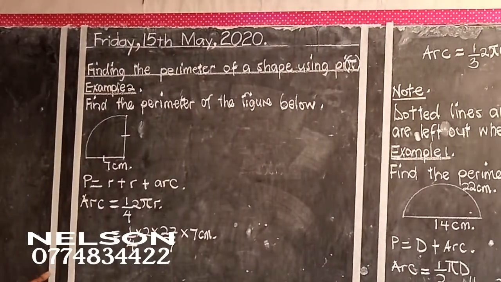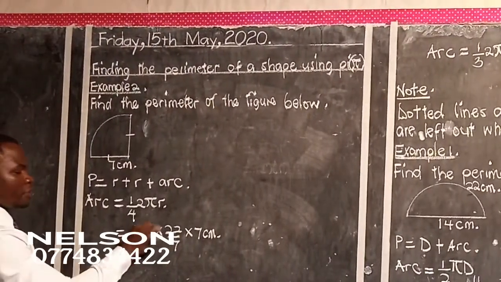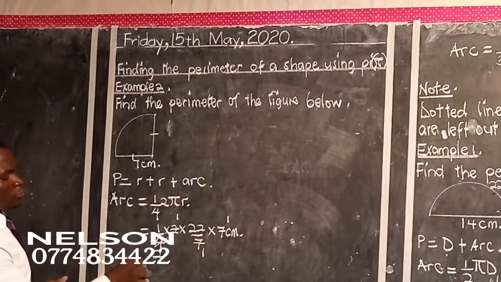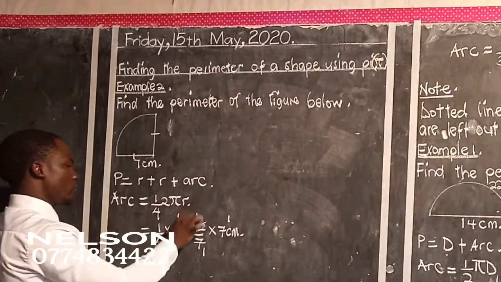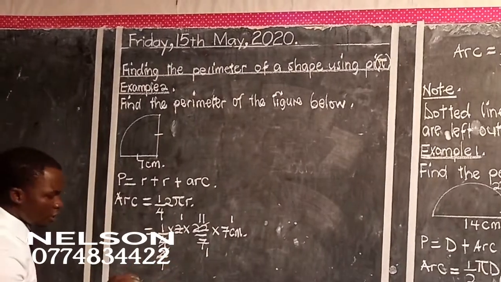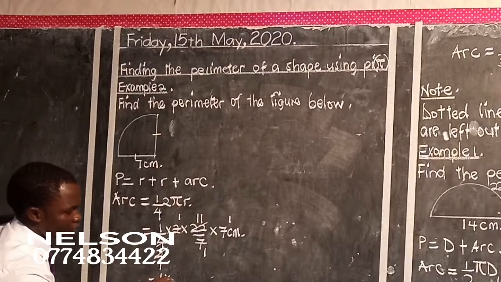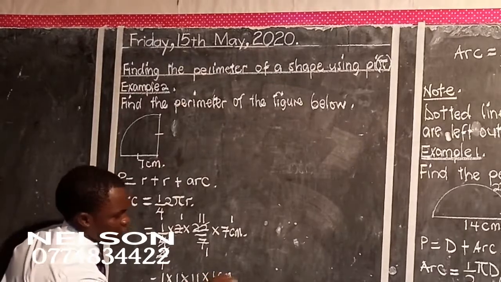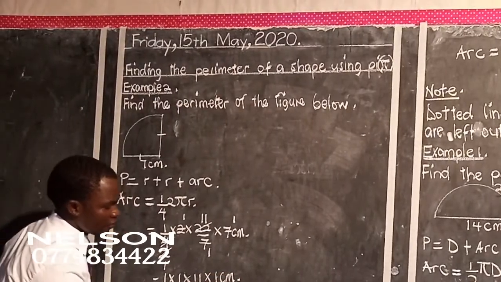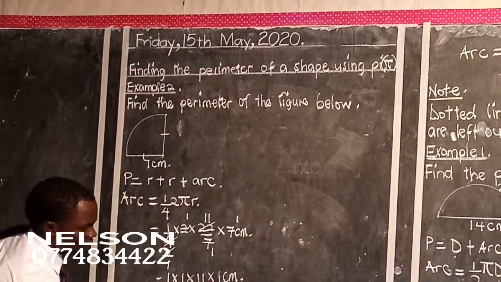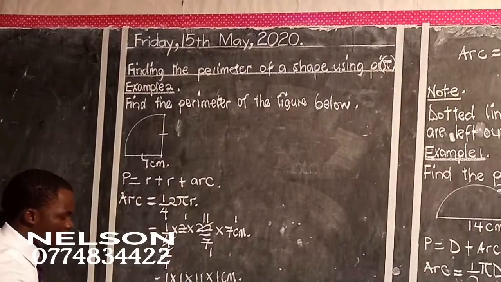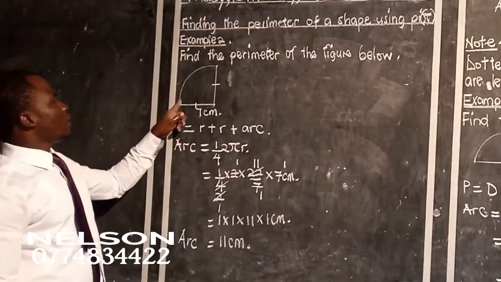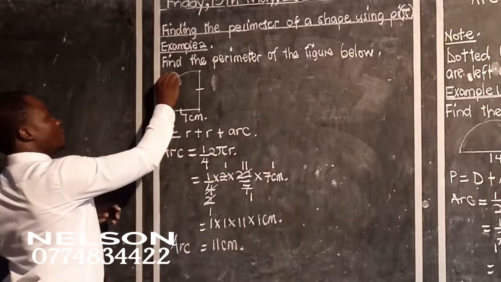From there, we're going now to simplify. By 2 here, we shall have 2. By 2, once. By 7, once. By 7, once. So, also come down. By 2, once. By 2, 11. So, we have nothing down. Come here and say, we have 1 times 1 times 11 times 1 centimeters. And if you multiply, we shall have 11 centimeters as our arc. Our arc is now 11 centimeters. From here up to here is 11 centimeters.